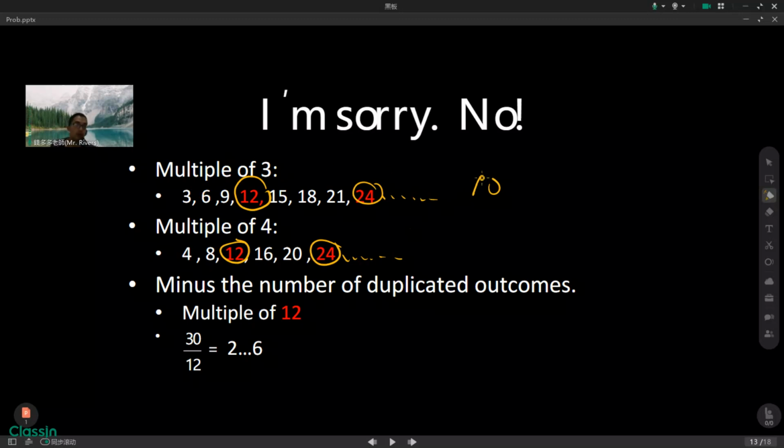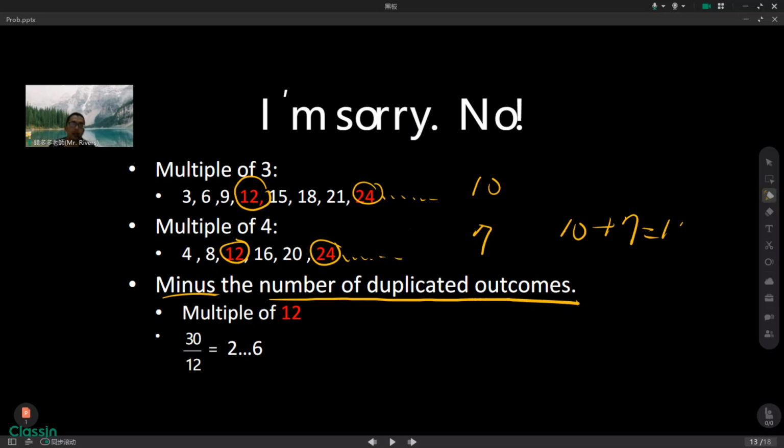When we say the multiples of 3, there are 10 numbers: 3, 6, 9, 12, 15, 18, and so on. And we say multiples of 4, there are 7 numbers, right? But numbers like 12 or 24 are counted twice, right? So if you just add 10 and 7, there will be duplicated outcomes. We should subtract the number of duplicated outcomes.